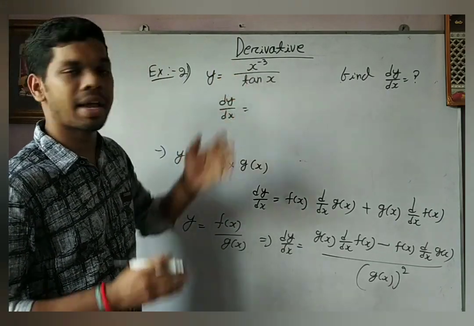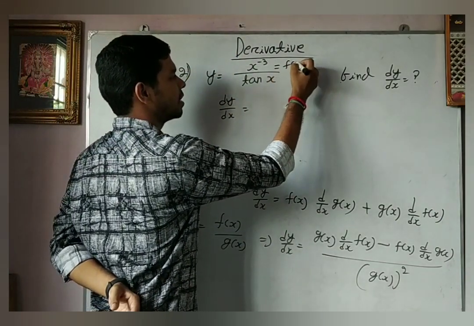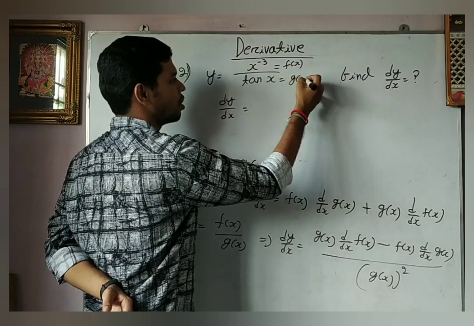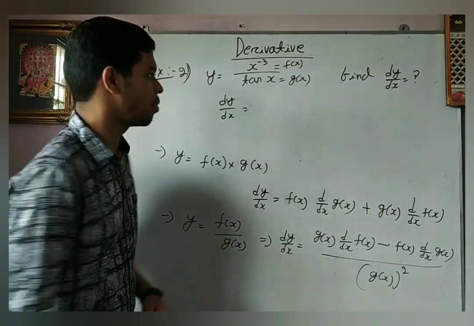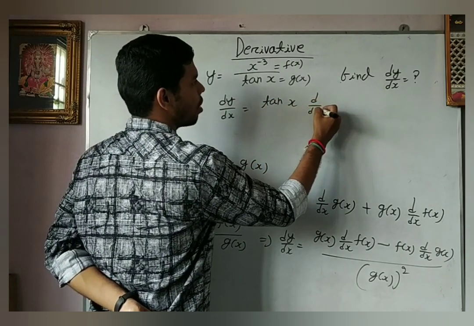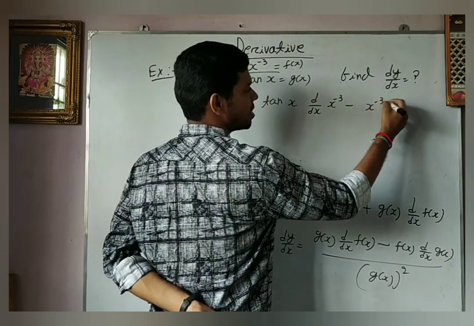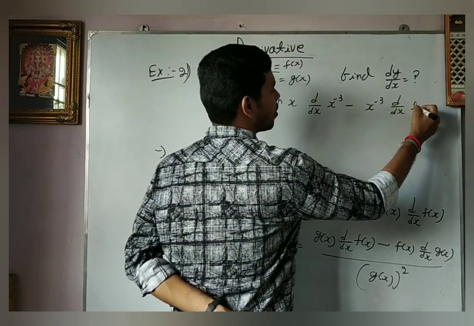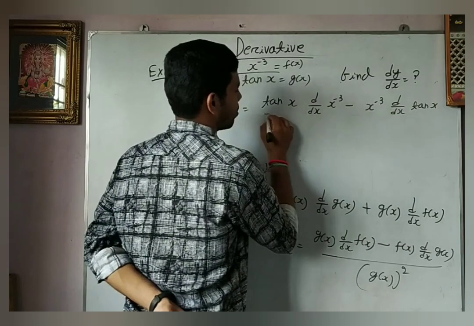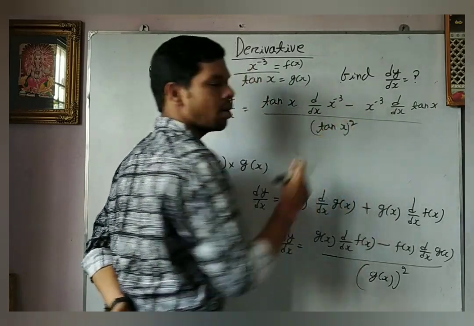Next, x to the power minus 3 divided by tan x, u by v or f of x by g of x. This is our f of x. This is our g of x. Now apply this formula. tan x times derivative of x to the power minus 3 minus x to the power minus 3 times derivative of tan x, and whole divided by square of tan x.